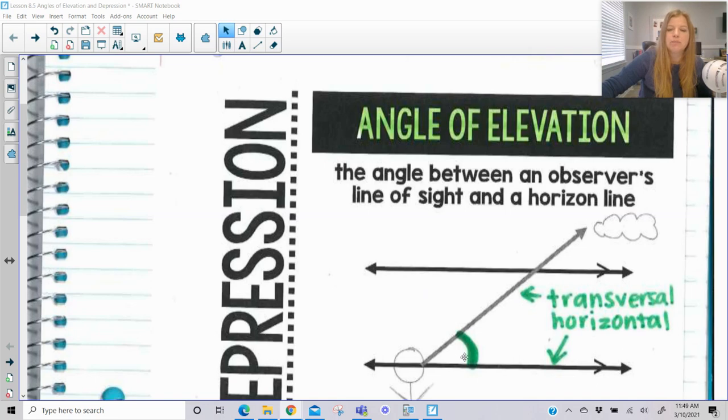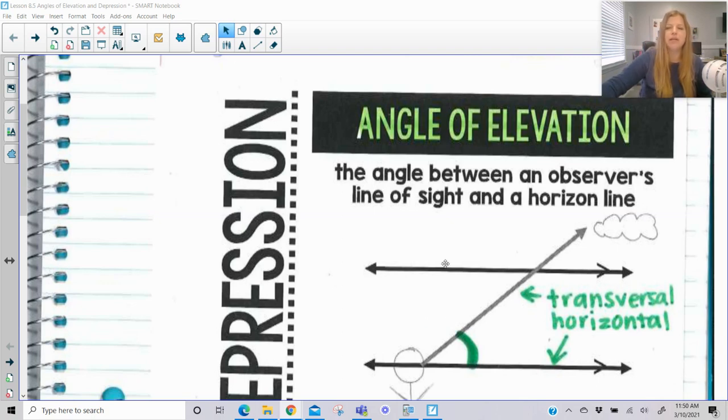And it's really important to make sure we know that this is where the angle is. It's always between the horizontal line and the transversal. We want to make sure we don't think that an angle over here that I'm kind of pointing to right now is the angle of elevation.